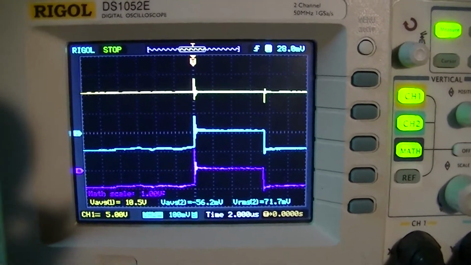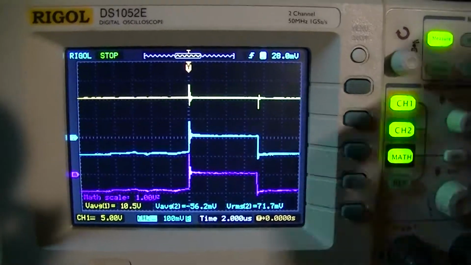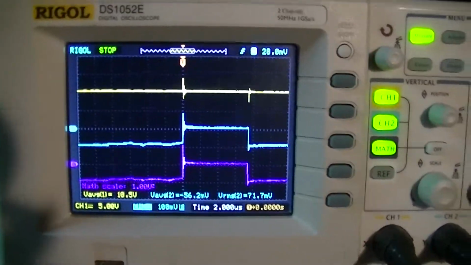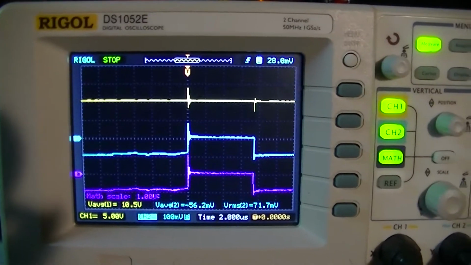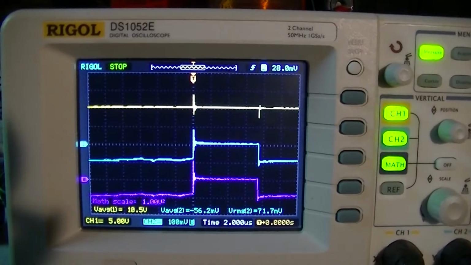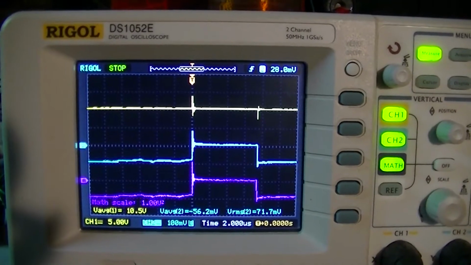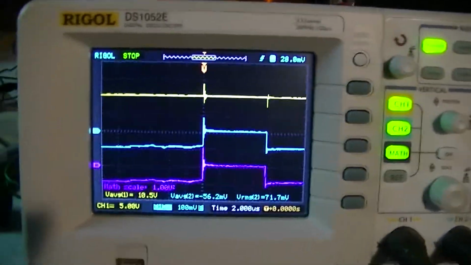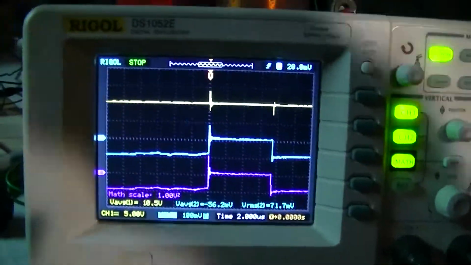But you can see some of these kickback peaks, which is really cool. And if you are curious about the AC waveforms that are coming from the interaction between the phases, you can look at the last video. I have some decent scope shots of some of the AC waveforms.